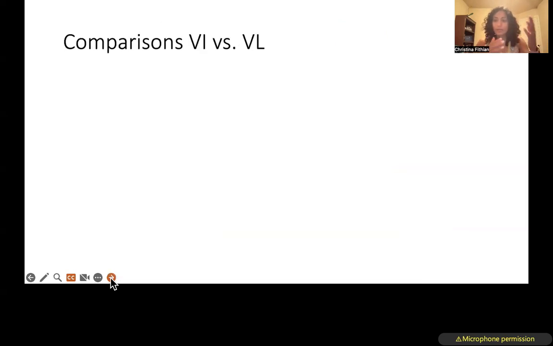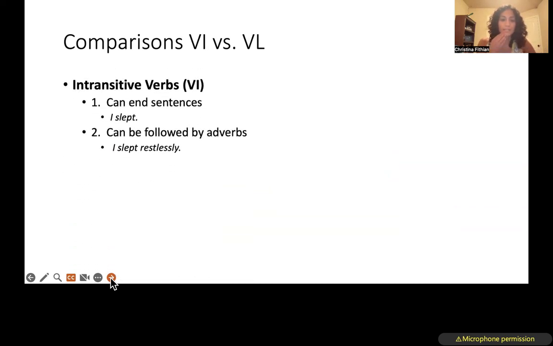So an intransitive verb and a linking verb are often somewhat confusing. Sometimes they look alike, and it's difficult to tell which one is which. So there are a few tests that you can do to determine whether you have a VI or a VL, if you're not sure. So intransitive verbs can end sentences. I can just say, I slept, end of story. They can also be followed by adverbs. I slept restlessly.